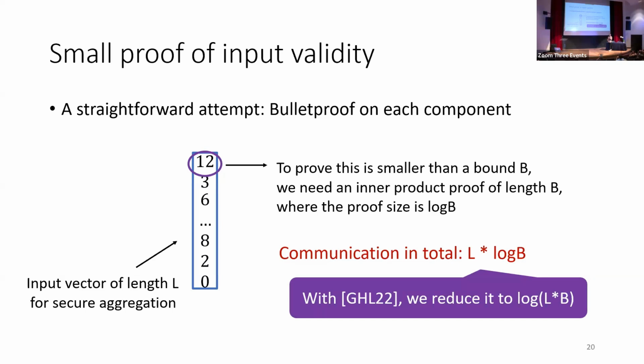That means that when the client sends the encrypted vector to the server, the client also needs to send L times log B for the proof. And this is not communication efficient. What we achieve here is that, using some tricks from the publicly verifiable secret sharing paper, we can reduce its cost to log of L times B. So here we just move this L inside the log. And this is pretty efficient because log of L is much, much smaller than L.